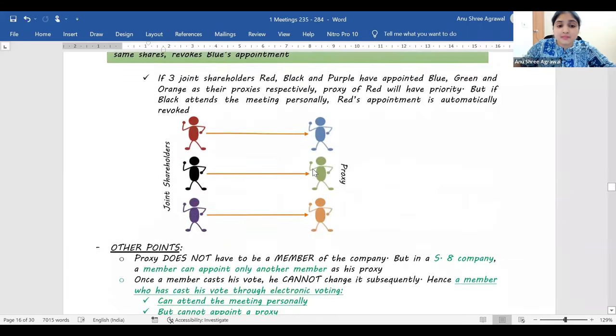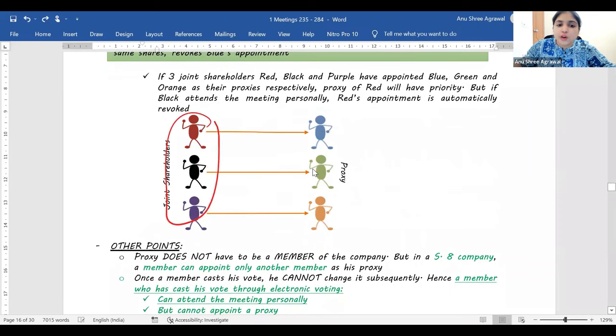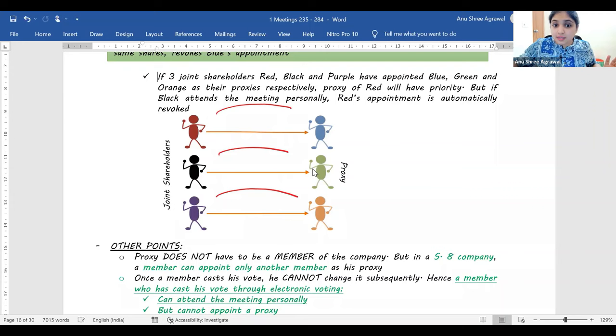Then, in case we have three joint shareholders, preferably they should come to a common conclusion and appoint only one person as proxy. But suppose they are not able to come to a common conclusion, and they are all appointing different persons. In that case, whose proxy will we give priority? We will give priority to the senior most shareholder's proxy.